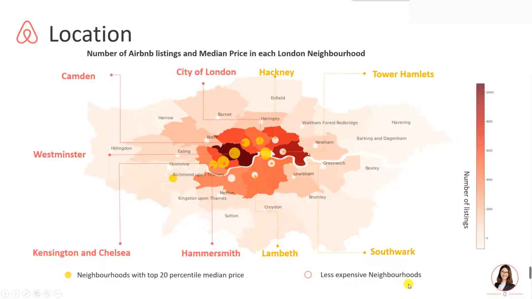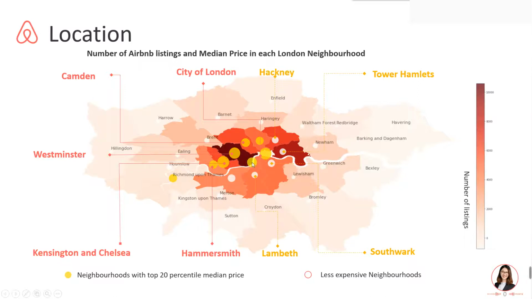On the map, the color of the central area is very dark, meaning more listings in these places. This might be due to higher demand and investment values of these places with better facilities and transportation. The red ones are the hottest areas such as City of London, Westminster, Hammersmith, and so on. They are not only popular but also very expensive. We will look into details later.